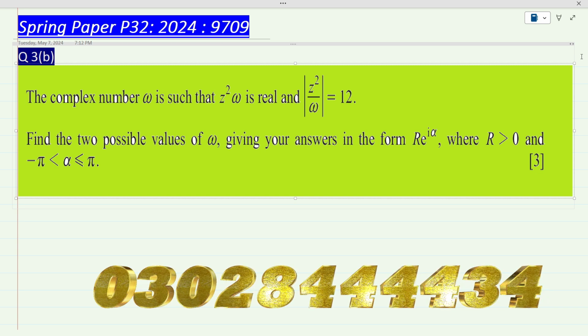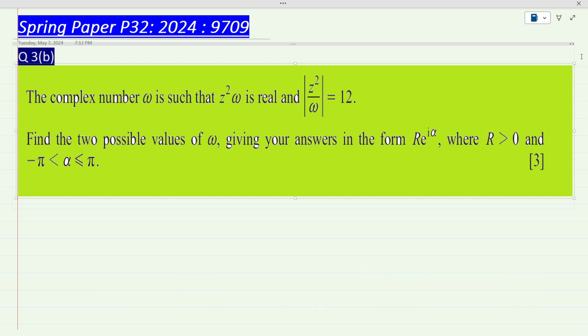Question number 3. The complex number omega is such that z squared omega, that is z squared times omega, is real, and the modulus of z squared over omega, that is the magnitudes division, is equal to 12. With the help of these two pieces of information, we have to find the complex number omega. Find the two possible values of omega, giving your answer in exponential form r e^(i theta), where r is greater than 0, the length is positive, and the angle is in the usual range for any argument in complex number format.